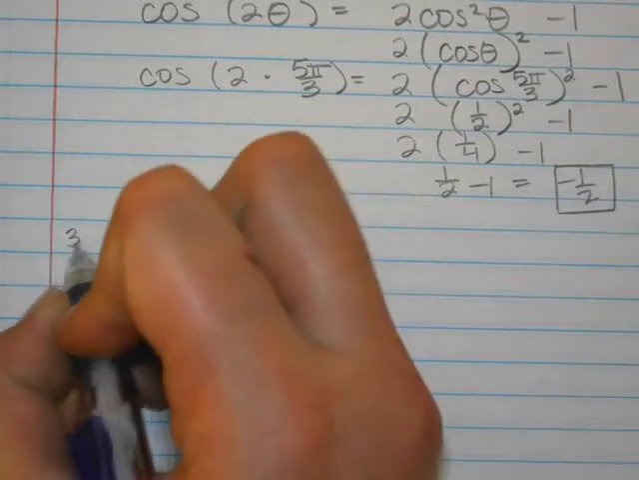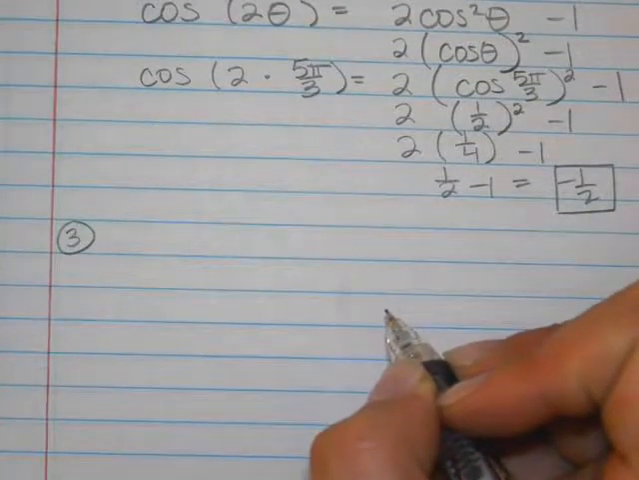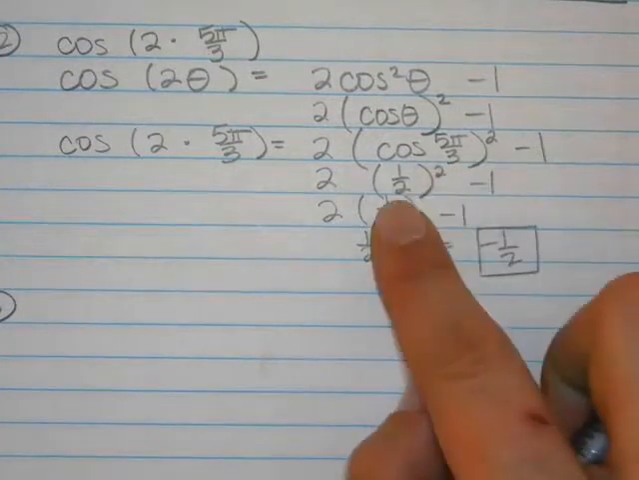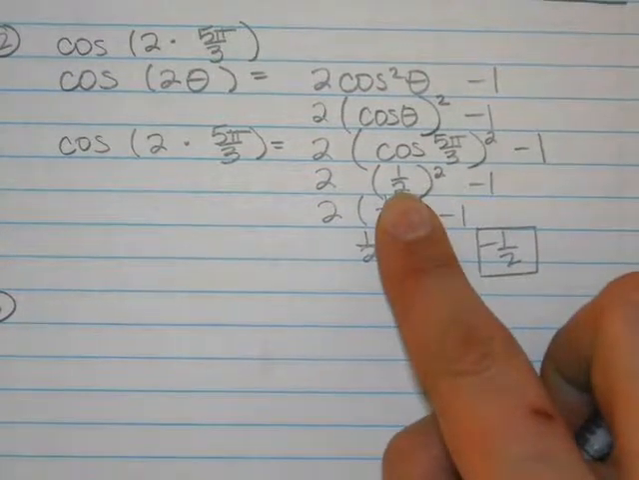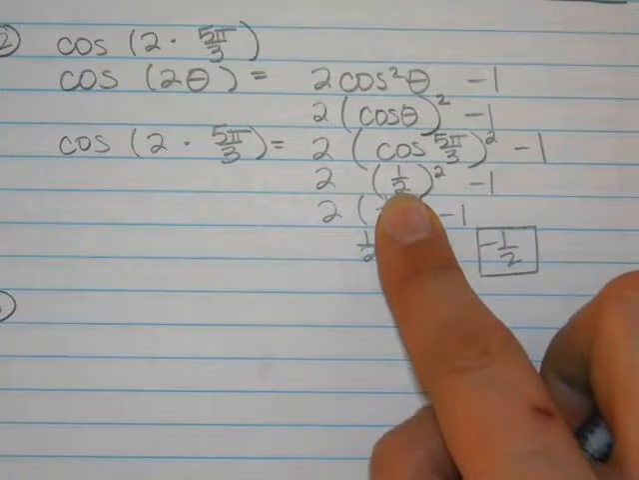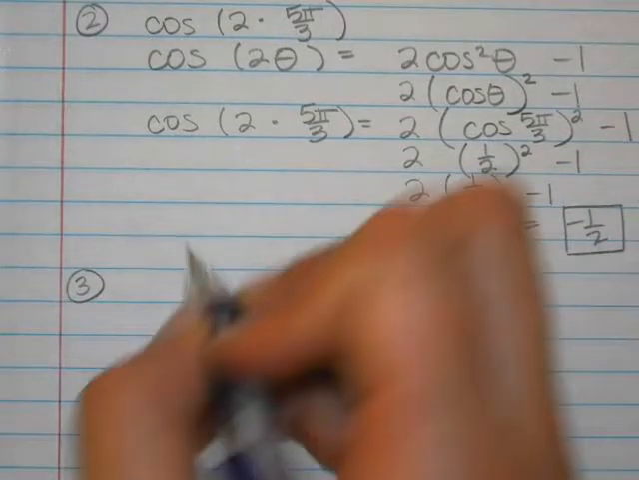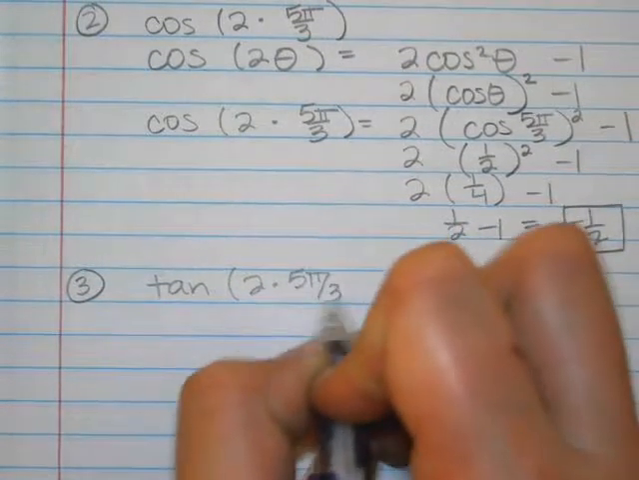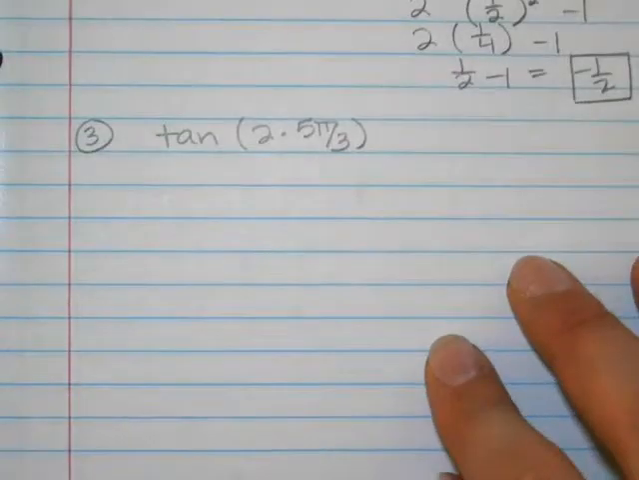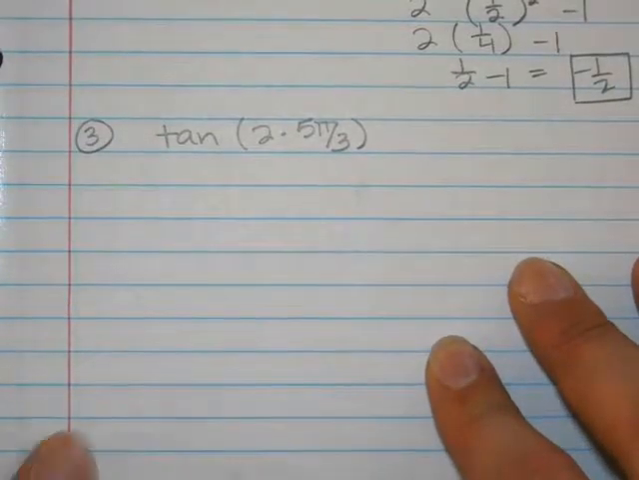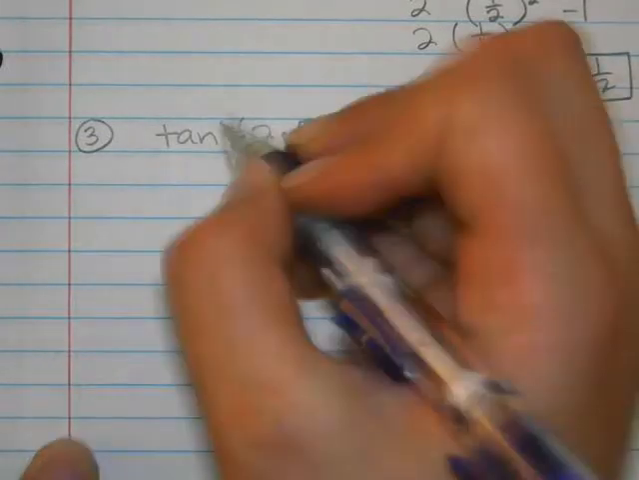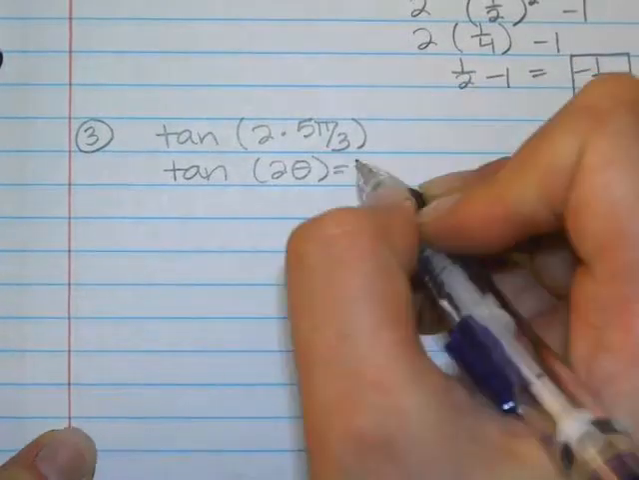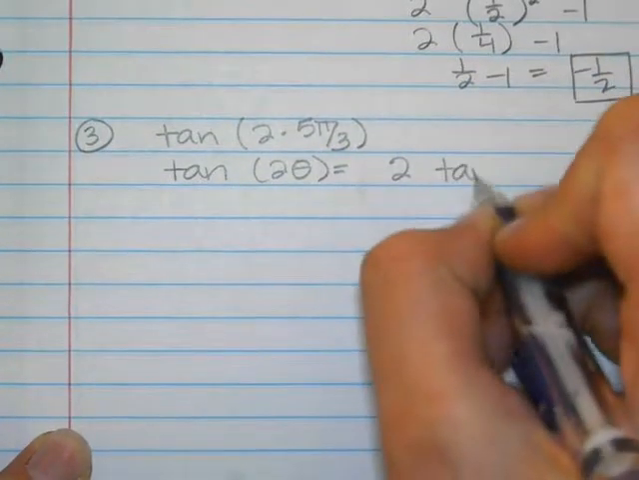All right, the third one, yeah. The cos was gone because we said cos of 5 pi thirds is 1/2. That's the point when the cos went away. Yeah. Okay. So next we're going to do the same angle, but we're going to talk about tan. So this time it's going to be tan of 2 times 5 pi thirds. And just like with sine, tan only gives you one option. And just like before, the tan option is not the fun one. So tan of 2 theta equals 2 tan theta over 1 minus tan squared theta.